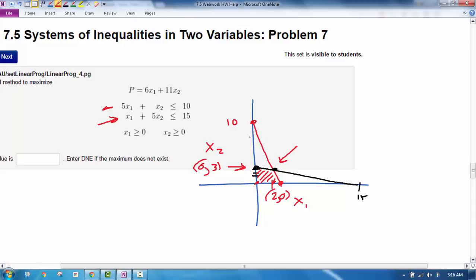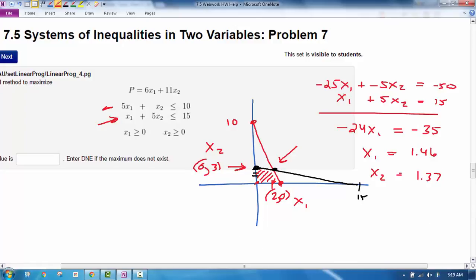The intersection between these 2 lines, I have to solve that system. If you use elimination by multiplying one of them by -5, for example, you get about 1.46 and 1.37. I'm going to keep those numbers not rounded in my calculator because that's the corner point that's going to be important for me to check if it maximizes this. So first, if I plug in (0, 3), that'd be 33 for p.